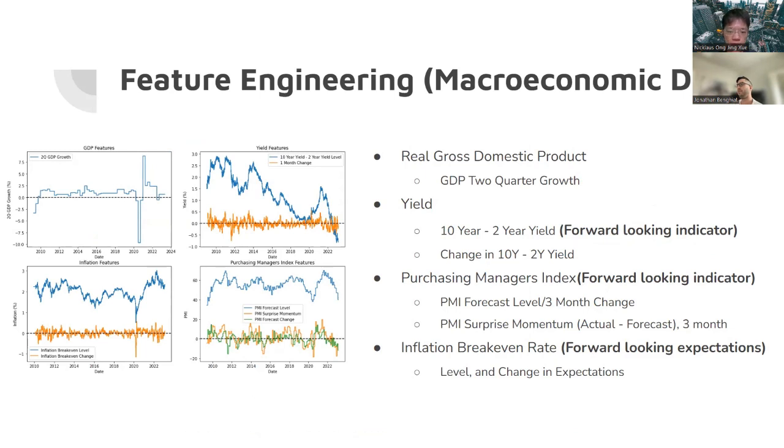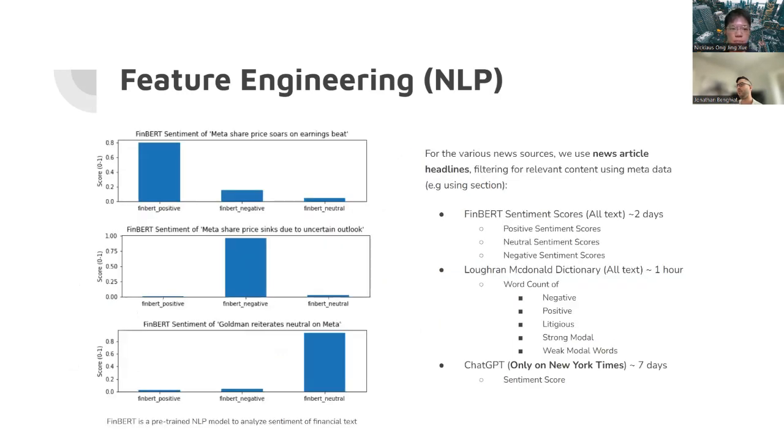For the purchasing managers index, we have the forecast level. We also take the 3-month change in PMI, and we also take the PMI surprise momentum. So what we take is the actual PMI minus the forecast, and we take a rolling 3-month average. Lastly, the inflation break-even rate, which is forward-looking expectations of inflation. We take the level and the change in expectations as well.